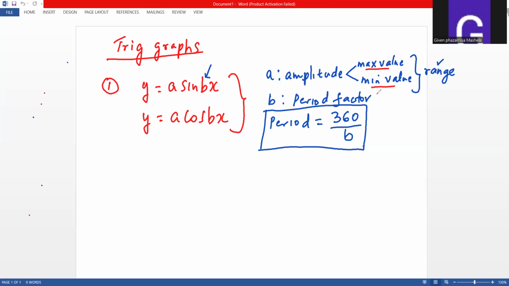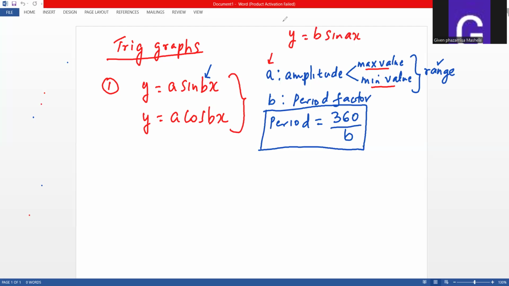So now, as I said, we have the amplitude and the period factor. And guys, bear in mind, the b there is not always the period factor. It depends on the standard form. For example, in the exam, they can give you a function like y equals b sin ax.